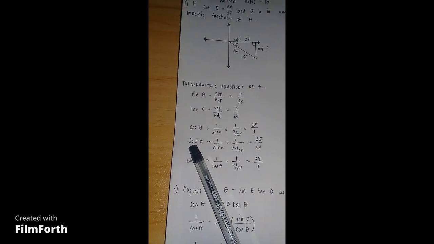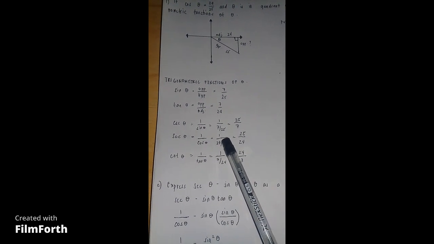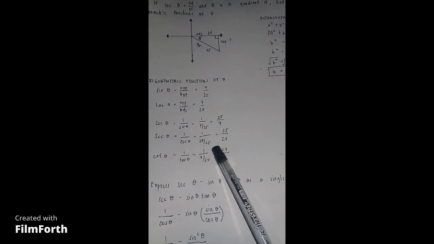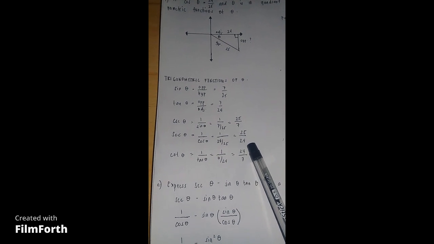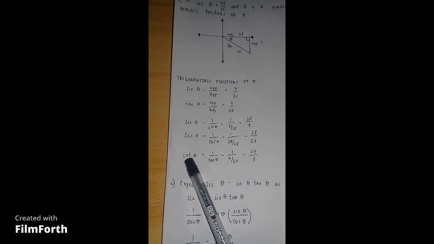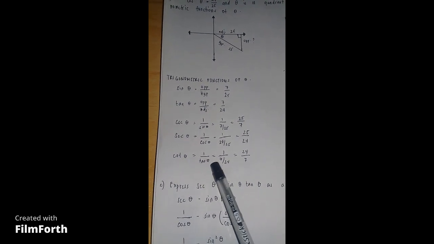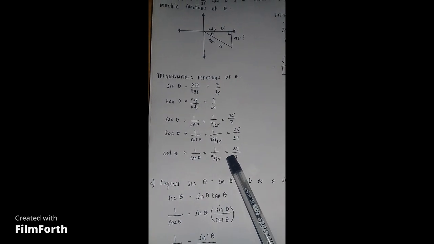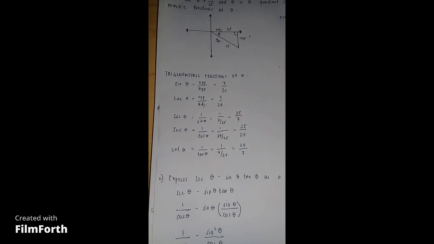Next, secant theta equals 1 over cos theta, equals 1 over 24 over 25, so equals 25 over 24. So inverse. Cotangent theta equals 1 over tangent theta, equals 1 over 7 over 24, and equals 24 over 7. So that was our trigonometric functions of theta.